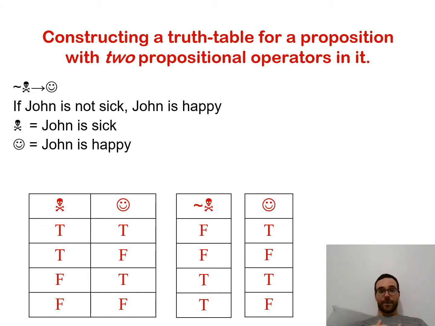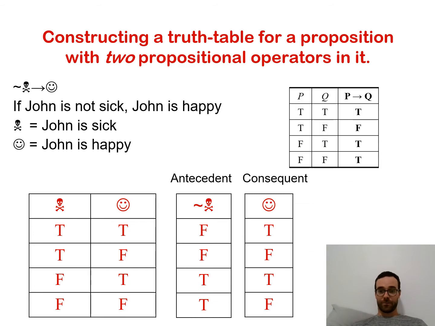For the conditional statement, we know that the only time a conditional statement is ever false is when the antecedent is true and the consequent is false. Now, in the 2 columns on the right, the only time that that is ever the case is in the 4th row. That means that the 4th row will be false for the complex proposition, and all the rest will be true.